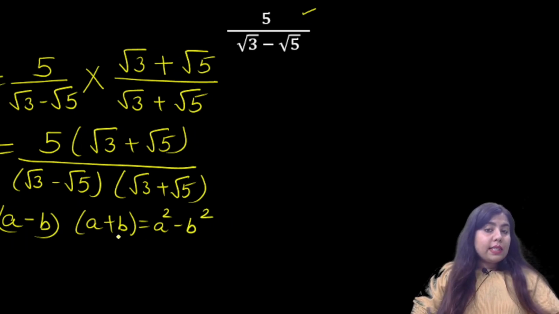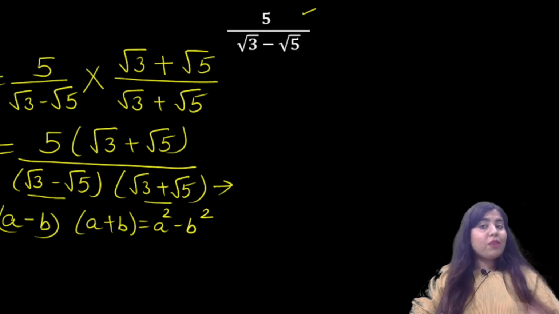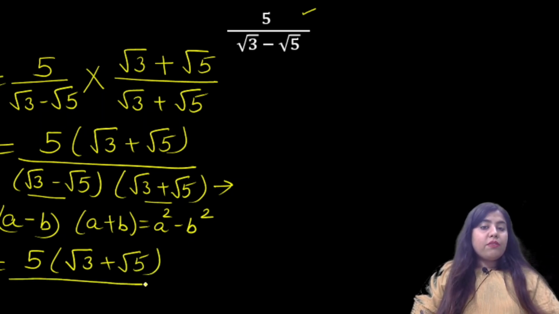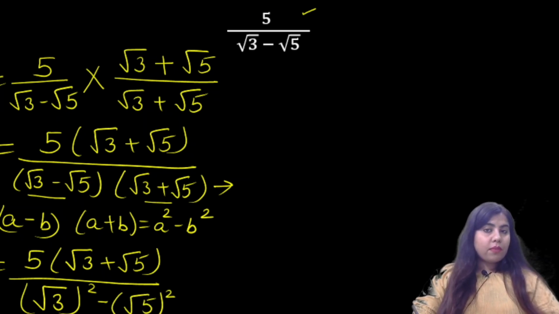If we see this identity and see the denominator here, can I say that it is of the same type, a minus b, a plus b? So it will become a square minus b square. Now I am writing the numerator as it is, root 5 into root 3 plus root 5, and in the denominator we will get a square. A square means here a is root 3, so root 3 square minus b square. B is root 5, so root 5 square.